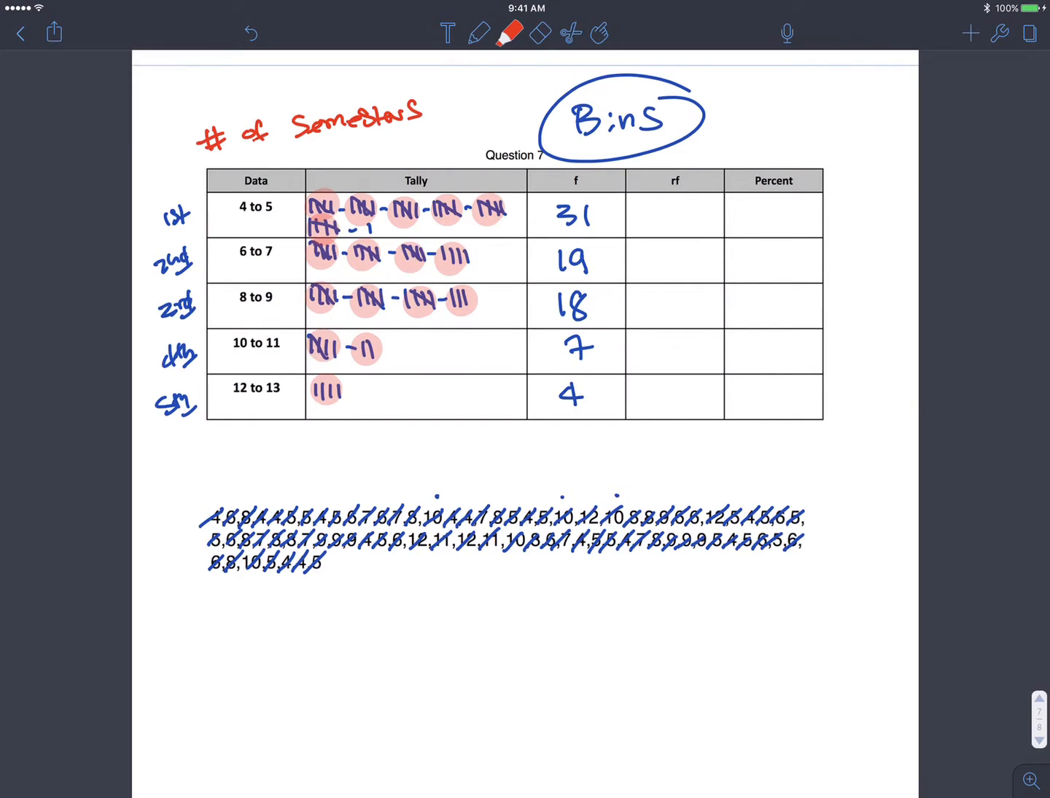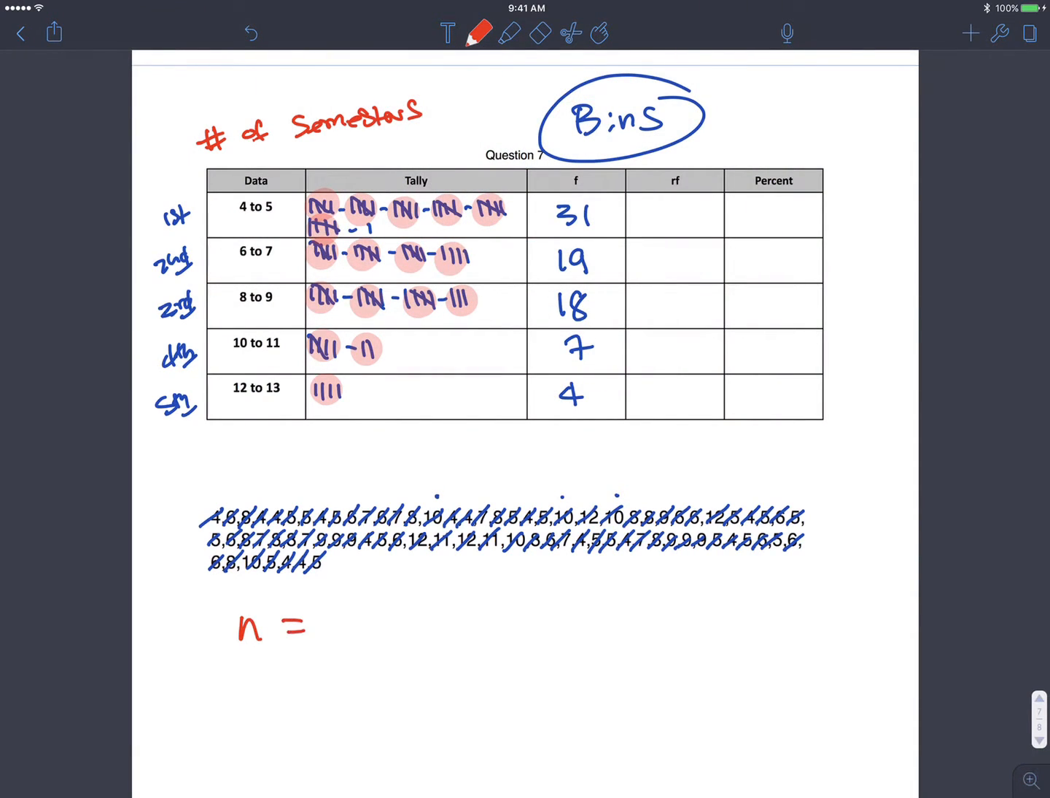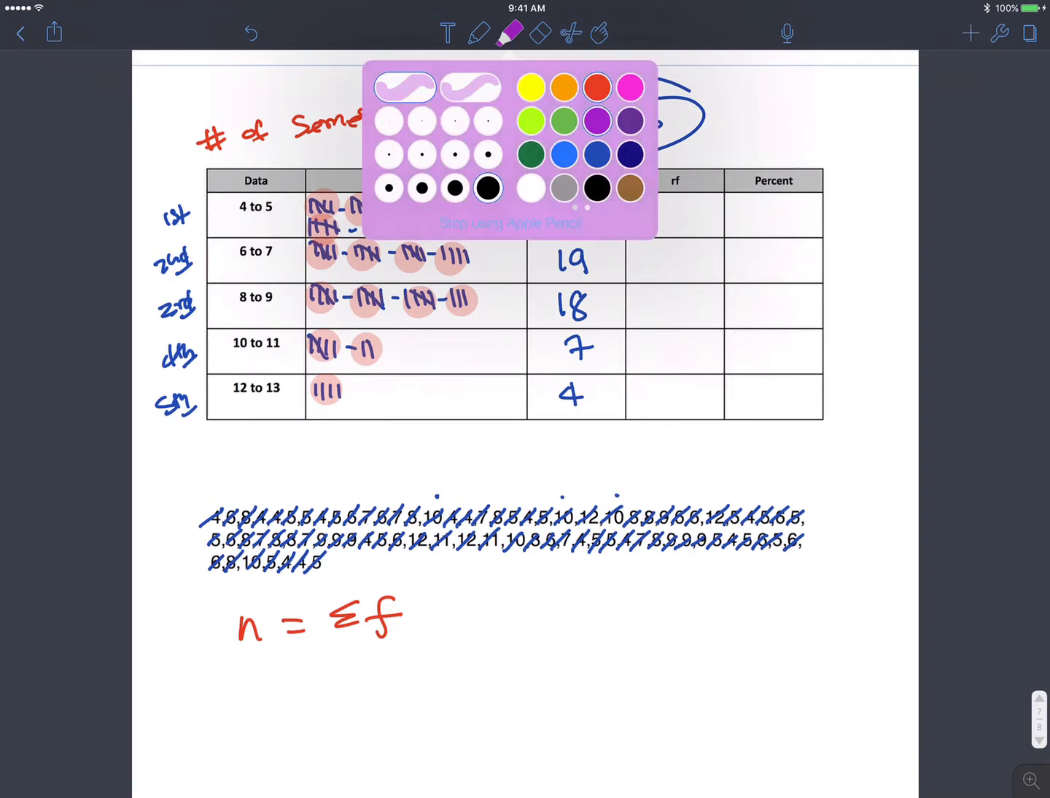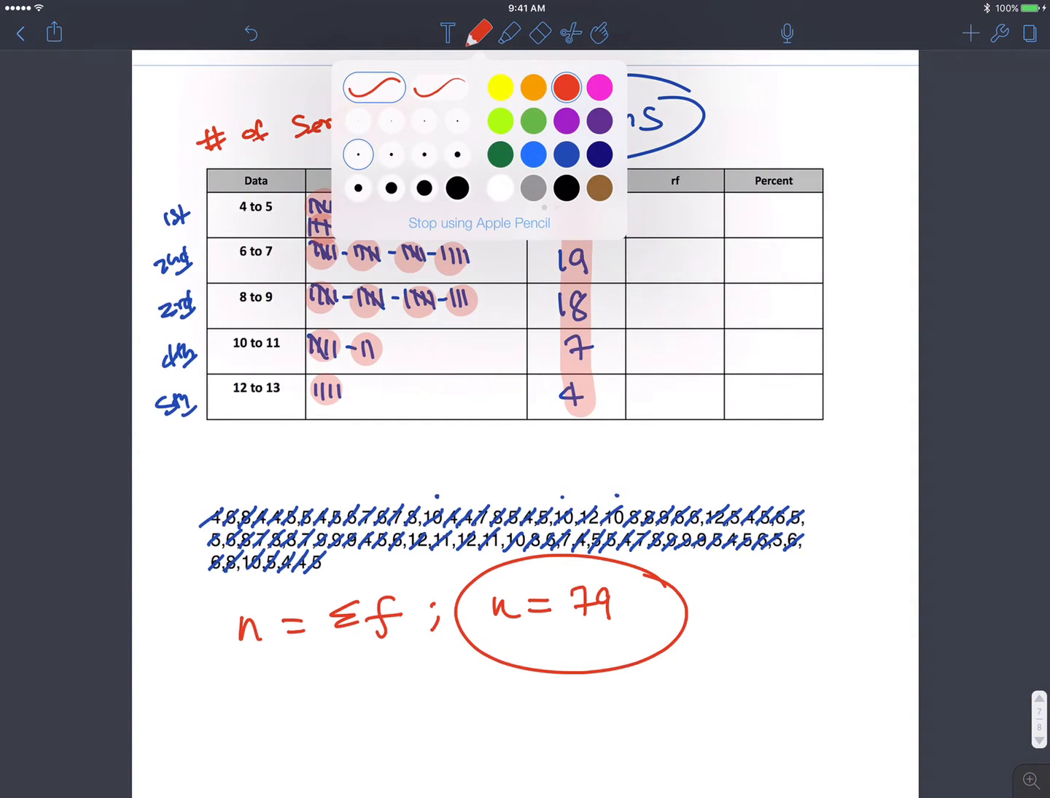Let's see what the sample size is. Again, sample size is the sum of the frequencies. So if I go back now and add all of these frequency values, I'm going to get my sample size. So sample size here is going to be 31 and 19 is 50, plus 18 is 68, plus 7 is 75, plus 4, looks like we had 79 data values. 79. So I'm going to have to now compute relative frequencies.